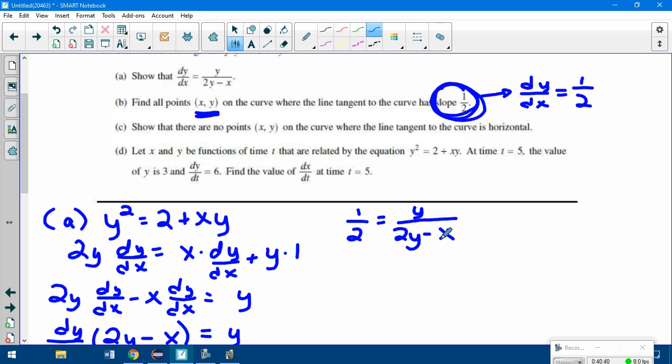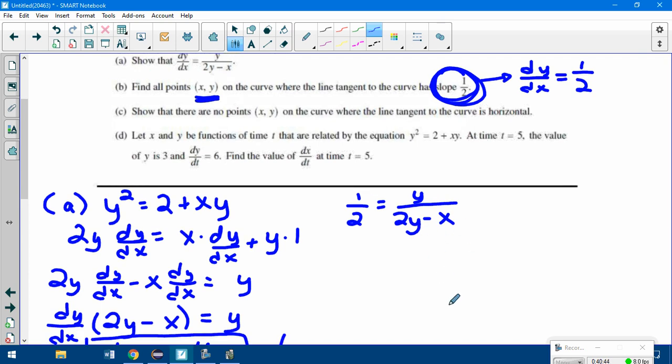Okay, let's try to solve this. So if I cross multiply, we get 2y minus x equals 2y. This is part B. Okay, now this is kind of weird. If you add the x over and subtract 2y, we get x equals 0. That was kind of handy.